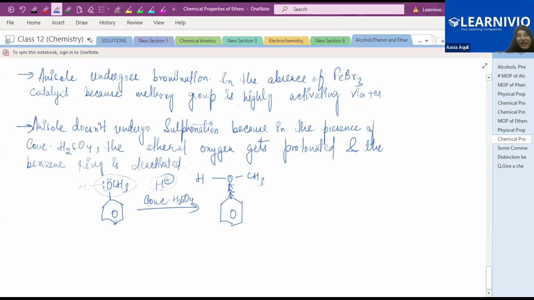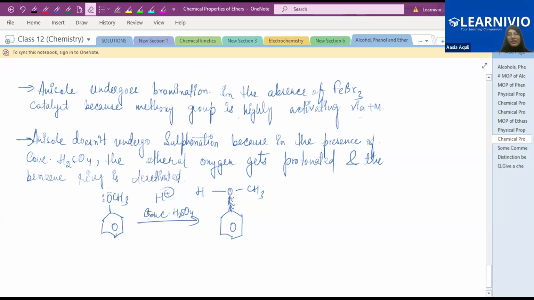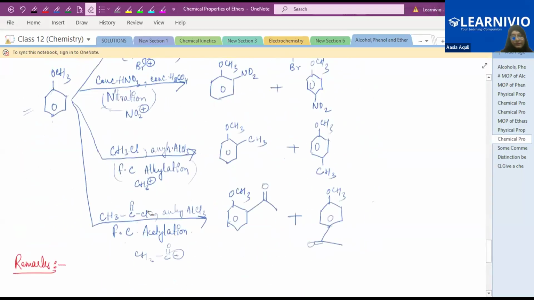Okay, and in your exam, if they ask you this question, you can write this reaction also. By the help of this reaction, you can show it. Anisole undergoes bromination in the absence of FeBr3 catalyst because the methoxy group is highly activating via the plus M effect, the plus mesomeric effect. Or you can also write plus resonance effect.